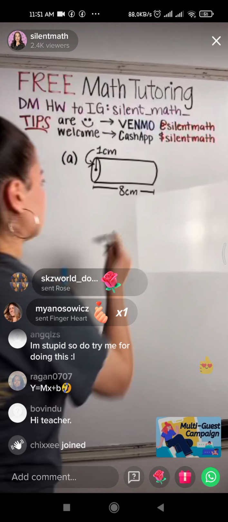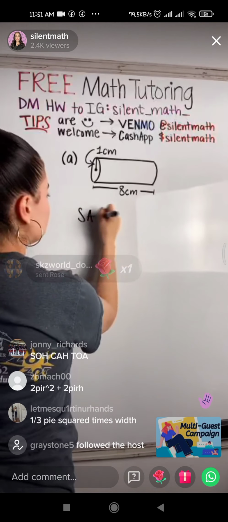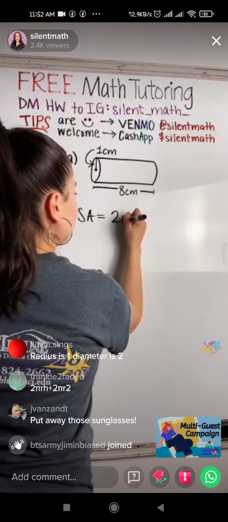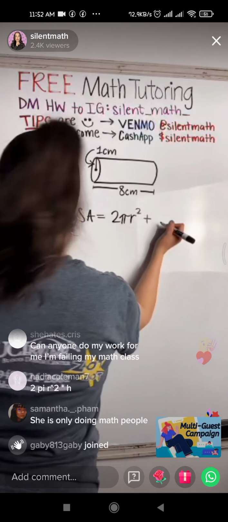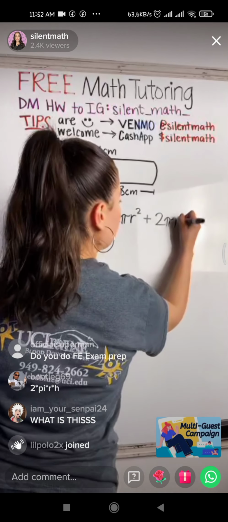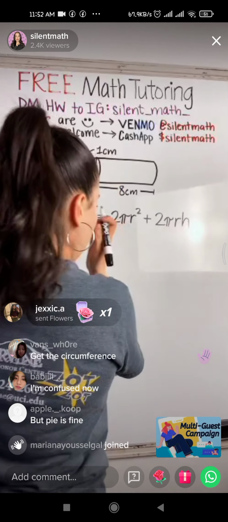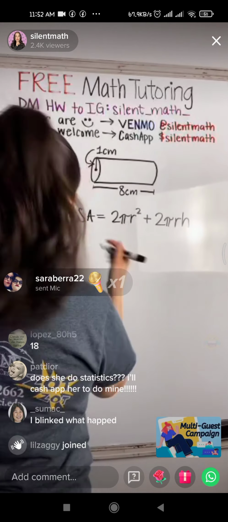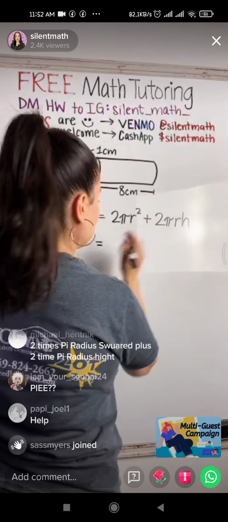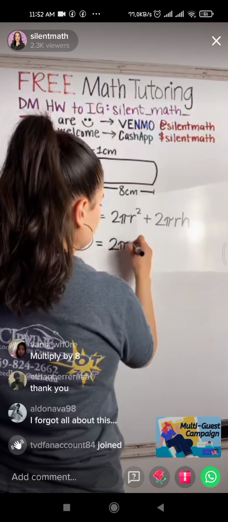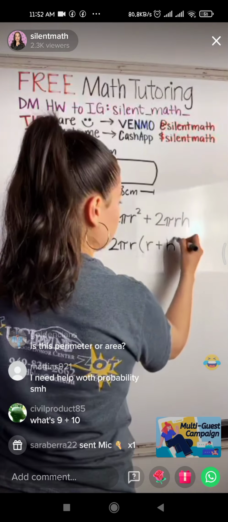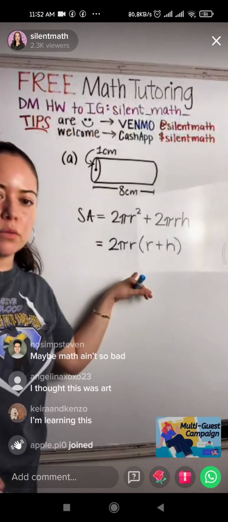Okay, so let's go. Surface area is equal to 2 pi r squared plus 2 pi r h. Another common way people write it is, yeah, they both share a 2 pi r. So you can also see it as 2 pi r times r plus h. That's another common way to look at the formula.